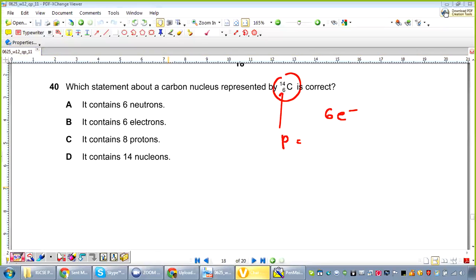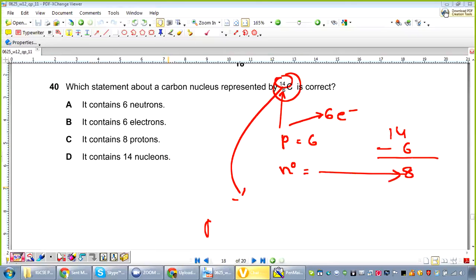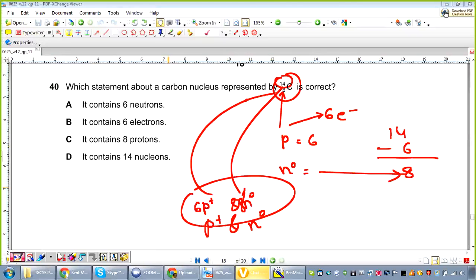Protons is always equal to number of electrons. Neutrons is 14, right? No, that's also wrong. Neutrons is 14 minus 6. This 14 which is there is total of number of protons and neutrons together. 6 protons and 8 neutrons. This together will give me this 14.